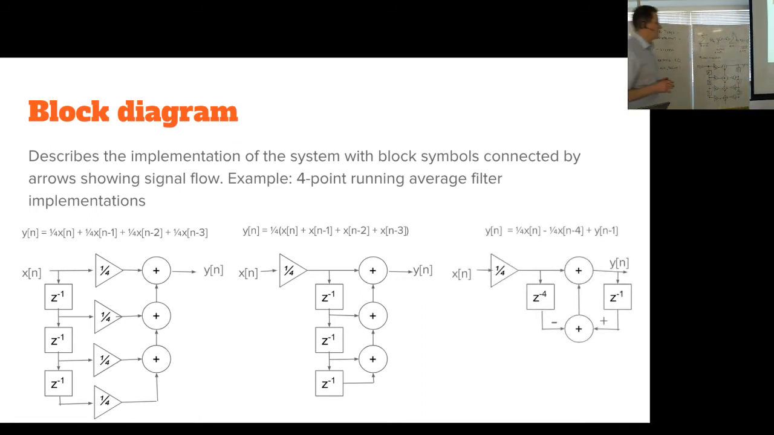Or third, okay, this is a recursively done system, meaning that you are using the previous value. You subtract the oldest input value and add the current input value with weight. Okay. So think of, say, that you have a 100-point running average. In this, you have 100 multiplications and 99 additions. In this one, you would have one multiplication and 99 additions. In this one, you would have one multiplication, two additions.